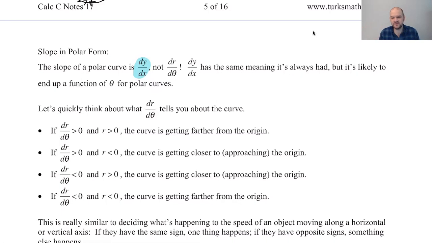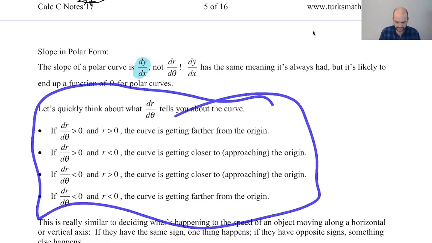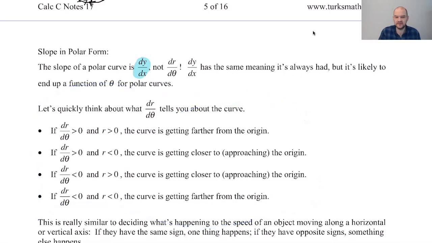So what I'm going to do is switch over to GeoGebra. Everything we're going to talk about is kind of summarized here. There's this interplay between the sign of r, is r positive or negative, and the sign of dr d theta, is it positive or negative, and what's happening to your polar curve. As I switch over, think about the relationship between velocity and acceleration, because it's a really similar relationship. I would say it's basically the same relationship.